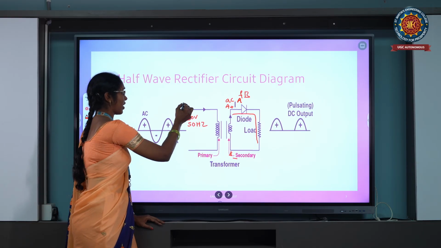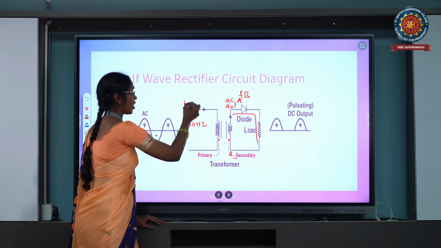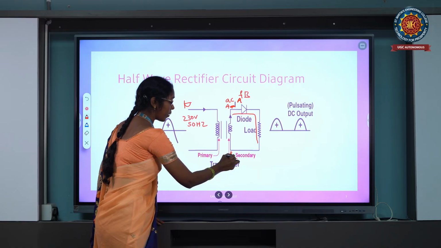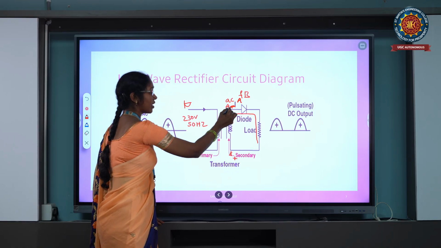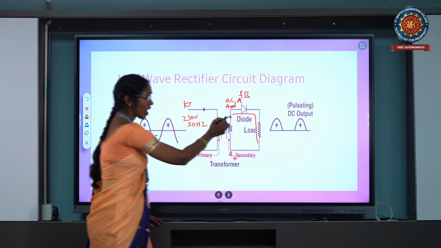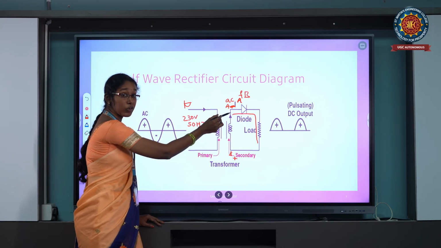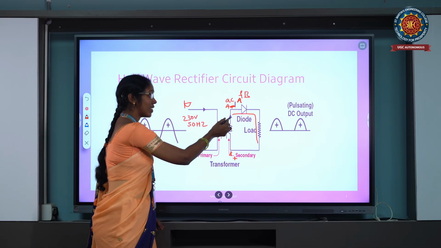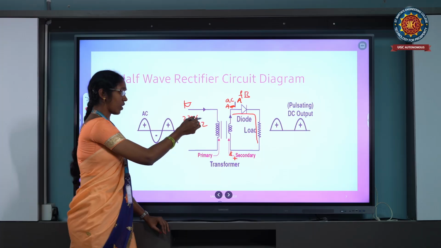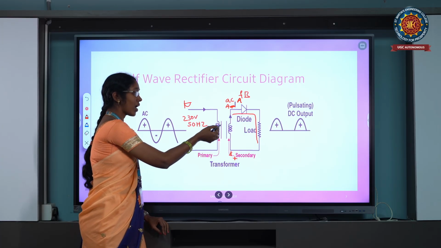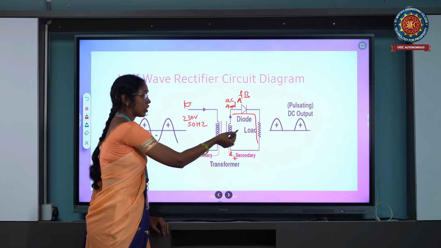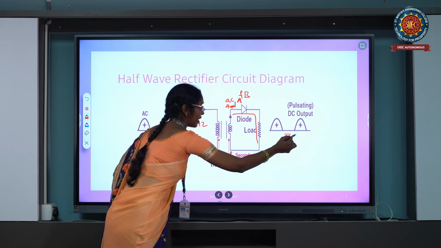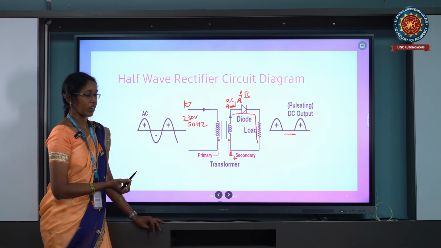During the negative half cycle, terminal A becomes negative and terminal B becomes positive. That negative voltage is connected to the anode terminal of the diode. Due to that negative voltage, the diode is in reverse bias condition. During reverse bias condition, the diode acts as an open switch and does not allow any current to the load resistor. So during the negative half cycle, we don't get any output voltage or current.